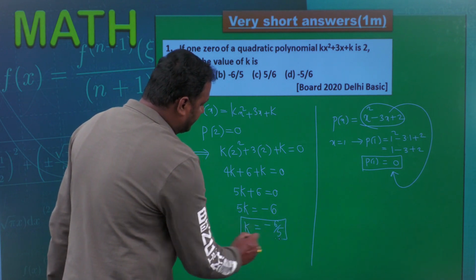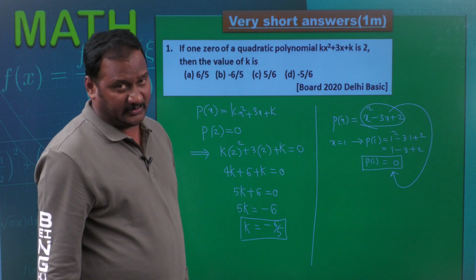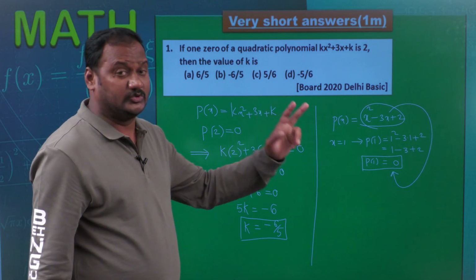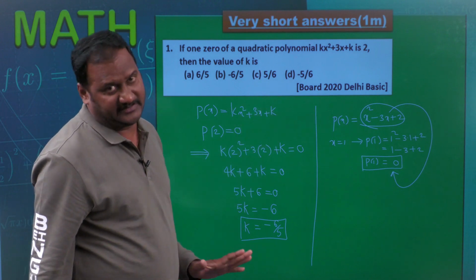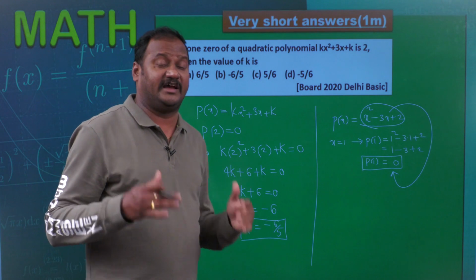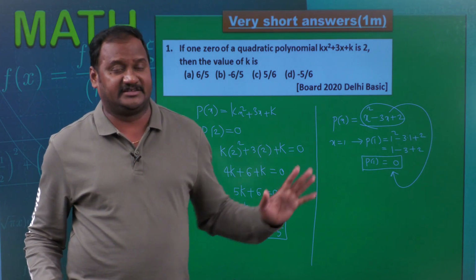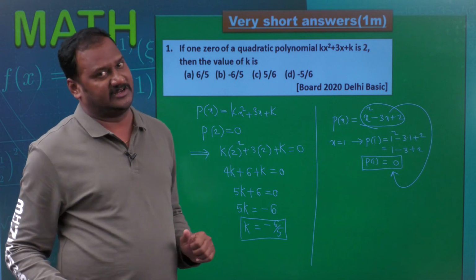This is the value of k for which the given polynomial will be 0, as 2 is a zero of the polynomial. Hope you understand. So zero of a polynomial means for what value or values of the variable the given polynomial will be vanished, that is said to be the zero or zeros of the polynomial.